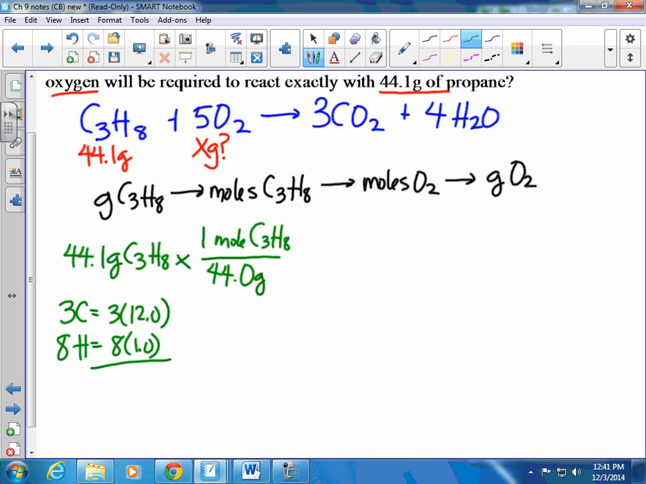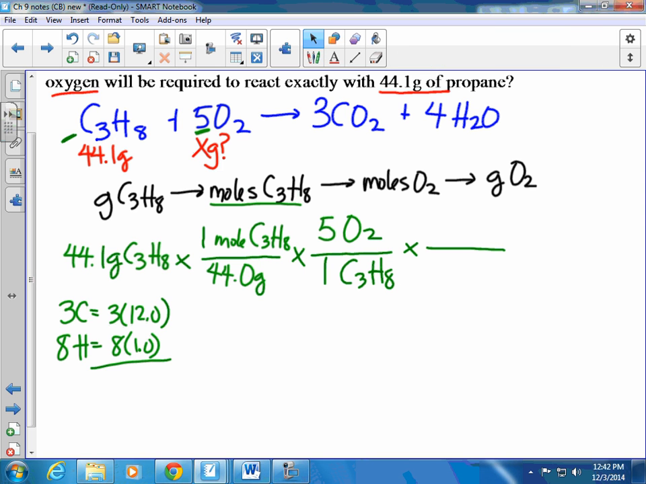So right now, my answer is in moles of propane. I need to keep going, times a fraction bar. Now we're going to do our unknown over known, those keywords that we've been talking about. How many moles of my unknown? 5. And how many moles of my known, because that's where I started? 1. So 5 O2 to 1 propane. Then I want to make sure my units are canceling out. I have grams on top, grams on the bottom, moles on top, moles on bottom.